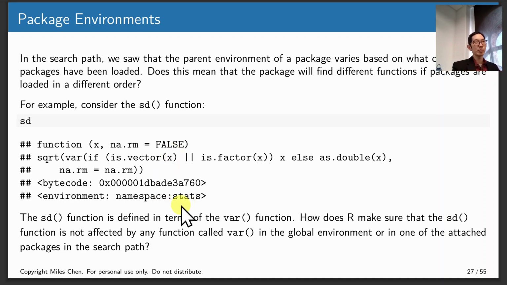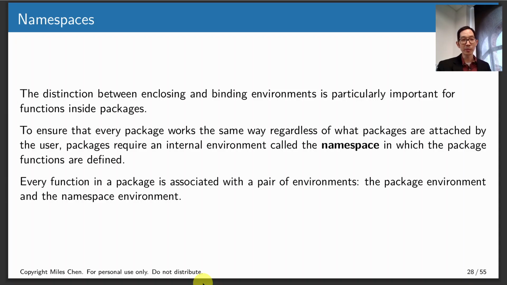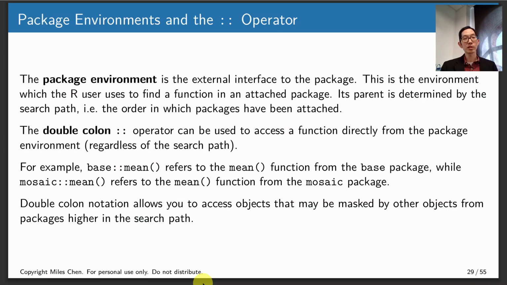So the way R ensures that is it uses what's called the namespace. This is going to be the enclosing environment. Okay, so the distinction between enclosing and binding environments is important for functions inside of packages to ensure that every package works the same way regardless of what packages are attached and what order in which they're attached. This requires an internal environment called the namespace. This is the package where the functions are defined, or basically going to act as the enclosing environment. Every function in a package is associated with a pair of environments: the package environment, which is basically its binding environment, and the namespace environment, which is going to be its enclosing environment.